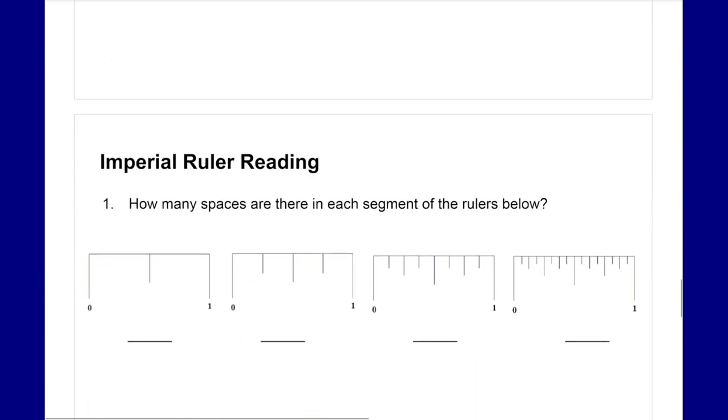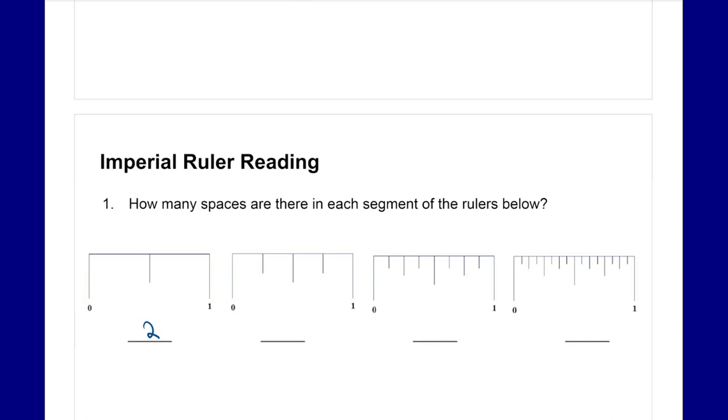So to help with reading an imperial ruler, we might see different size spacings. The first one is a common one, between 0 and 1 inch. For example, how many spaces are there? There are 2 spaces. So in this case, each space is equal to a half, or this line is equal to 1/2 of an inch.